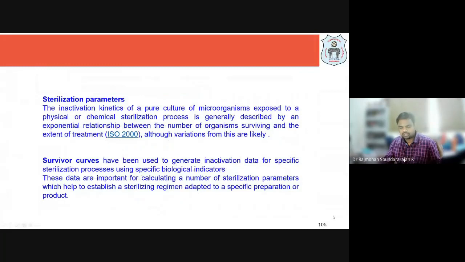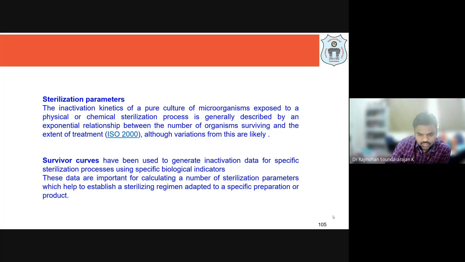So these plots, we should be familiar with these terms. Okay, sterilization parameters we have seen. So the inactivation kinetics of a pure culture of microorganisms exposed to a physical or chemical sterilization process is generally described by an exponential relationship between the number of organisms surviving and the extent of treatment. That is, extent of treatment is time taken. All the variations from these are likely to take place. Okay. And the survivor curves we have plotted are called survivor plots.